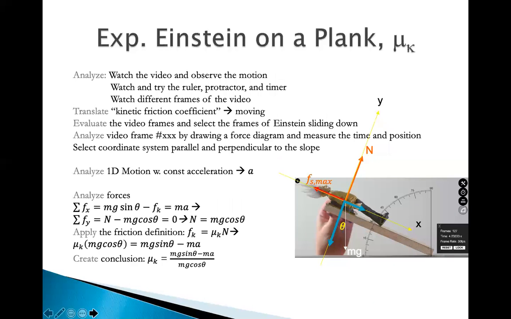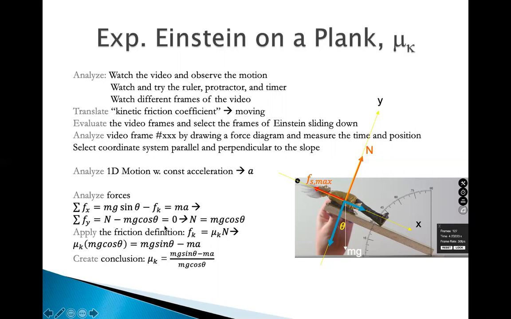After Einstein starts to move, it's a totally different motion. Now it's going from rest to moving with constant acceleration. Because it's moving, we use the kinetic friction coefficient. So we select the frame of the video, the first one moving. Actually, that shouldn't be it, that's the previous one, so we advance one frame.